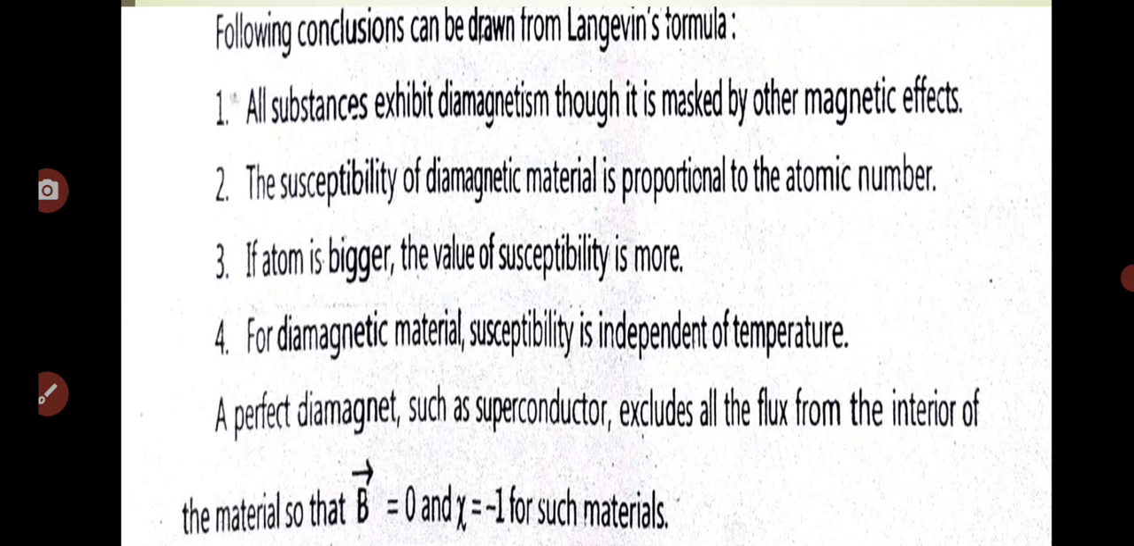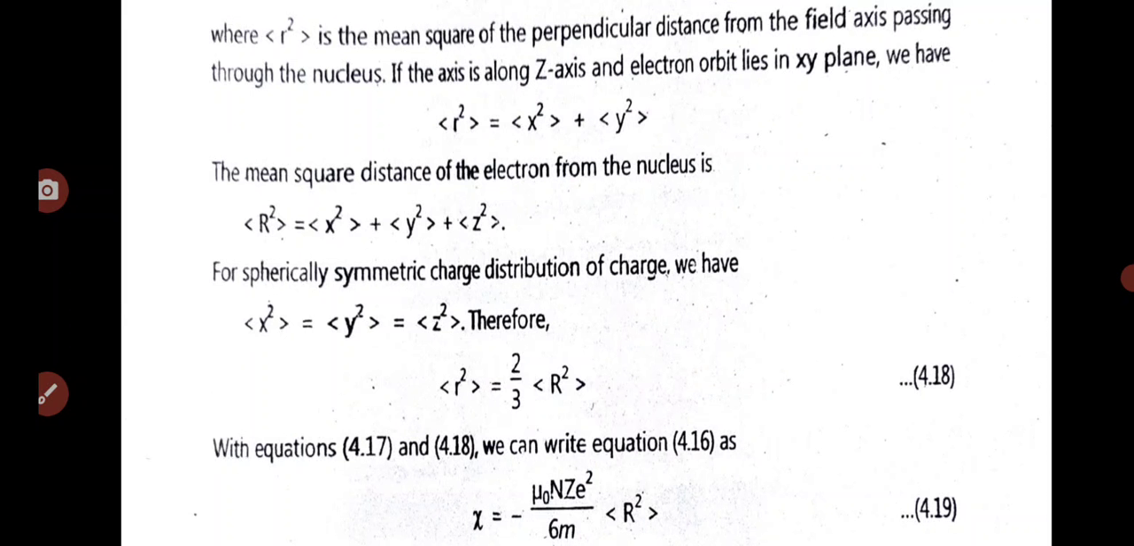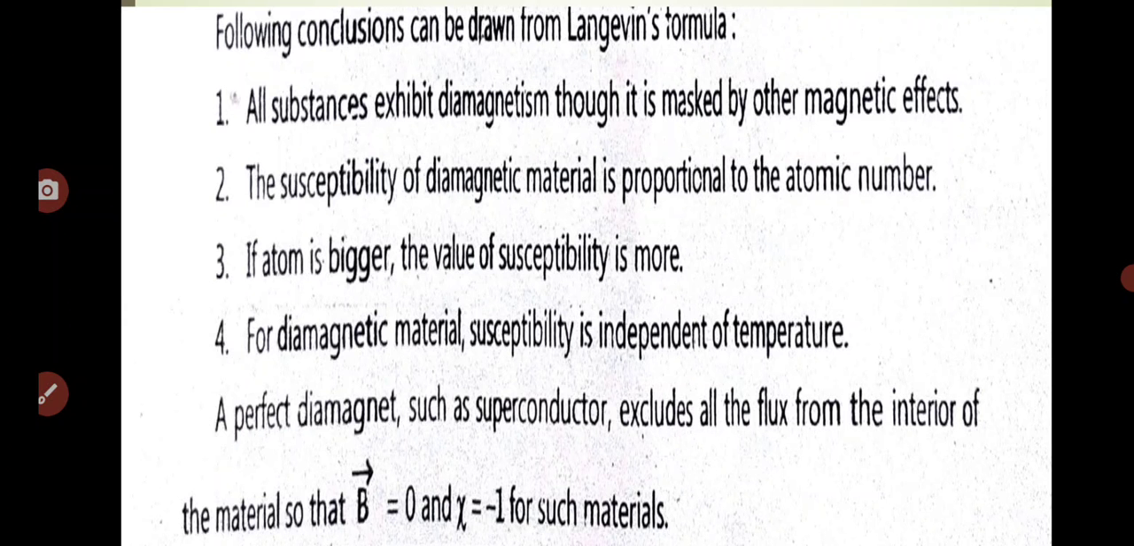First, all substances exhibit diamagnetism, though it is masked by other magnetic effects. Second, the susceptibility of a diamagnetic material is proportional to the atomic number. So the formula is chi equal to minus mu naught n z e square divided by 6m into the expectation value of R square. The relation between chi and z is directly proportional. If the atom is bigger, the susceptibility value is also larger.